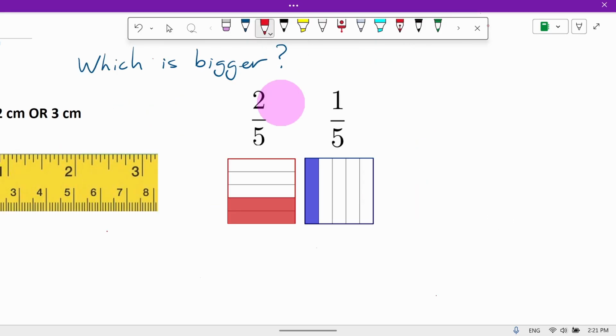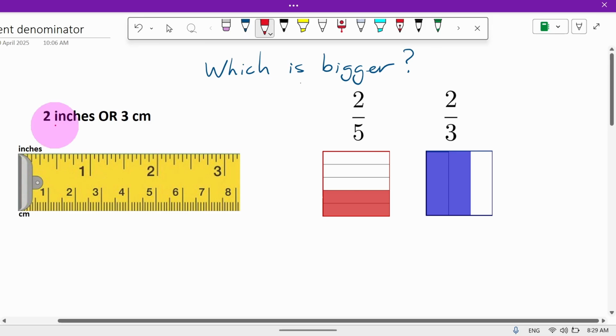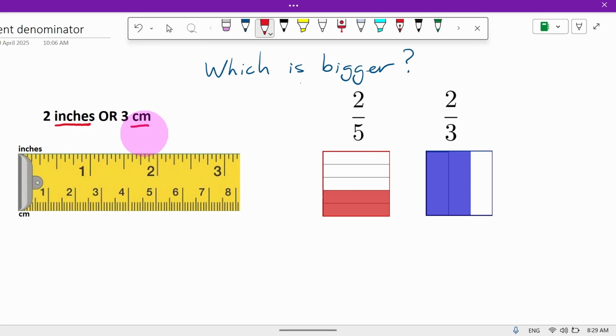Which fraction is bigger, 2/5 or 1/5? Well, they are both fifths, which means they are of the same type. They're the same denomination. So we do not need to transform them. We only need to consider the numerator, the number on the top. So the numerator tells us how many, and we have 2/5 versus 1/5. So 2/5 is bigger.